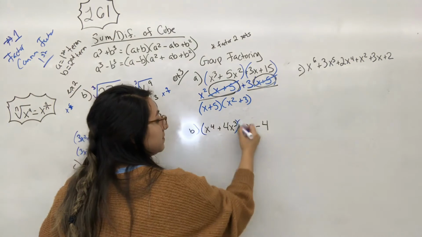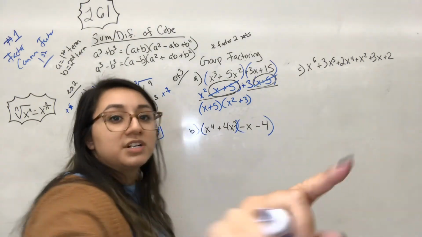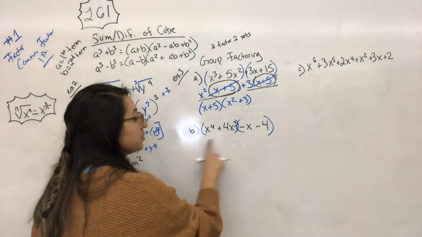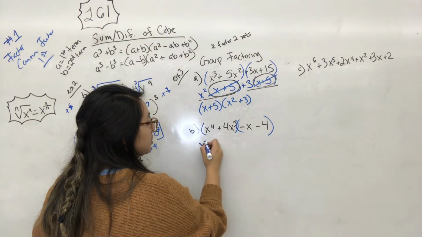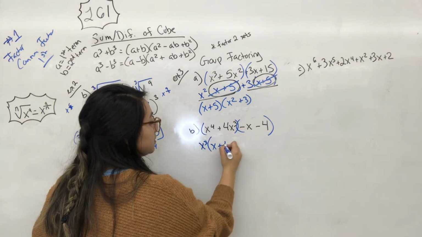So your first 2, your second 2. Your first 2 terms, you want to see what they have in common. In this case, they have the x cubed in common, then you'll get x plus 4.